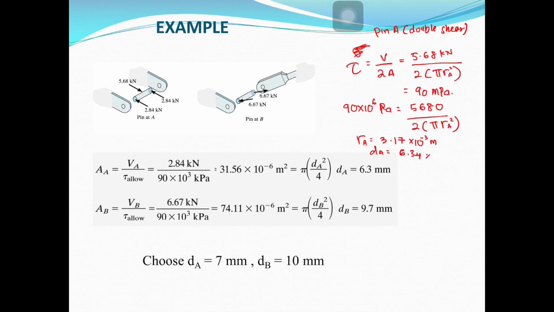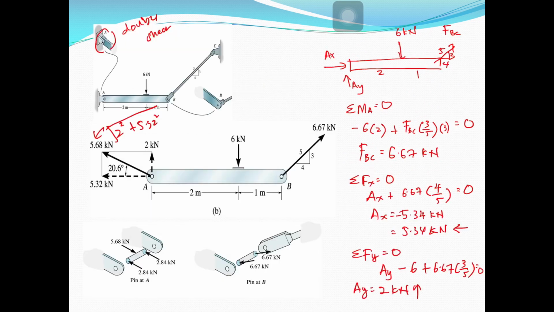6.34 times 10 to the power of minus 3 meter, alright, or 6.3 mm. Okay, so you get the answer here for the diameter of A. Same with B, alright, but for B, this is a single shear.